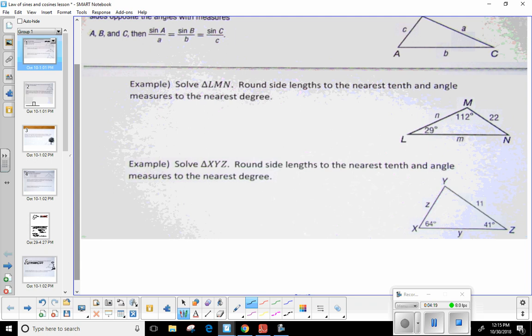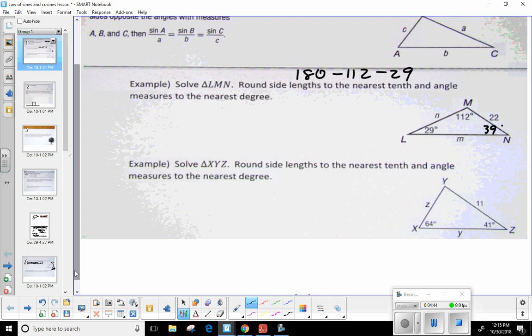Because every time you're dealing with a triangle, if you add all three angles, you should get what? 180. Yeah. So all I've got to do to find that missing angle is subtract 112 and 29 both from that. Okay, so I'm going to write that out. 180 minus 112 minus 29. What's that going to give me? 39.